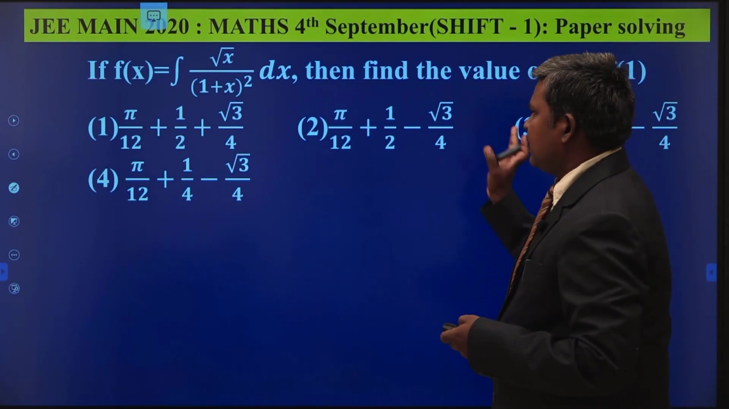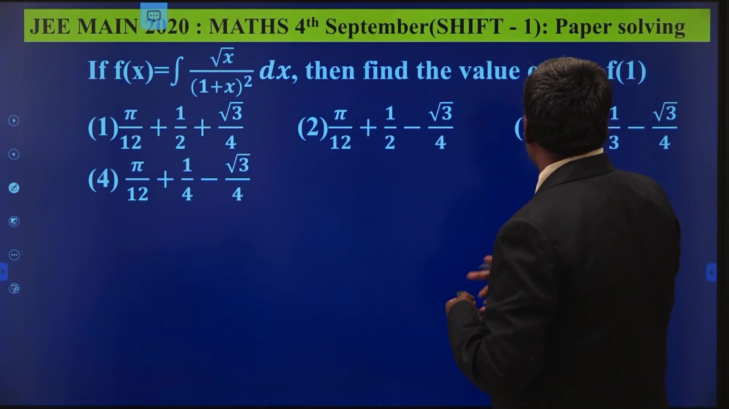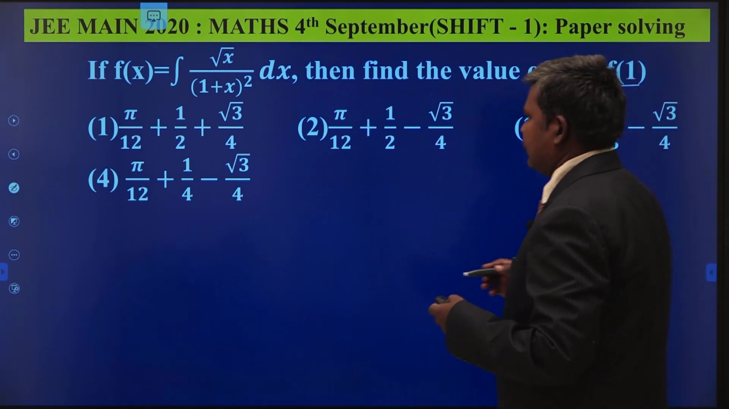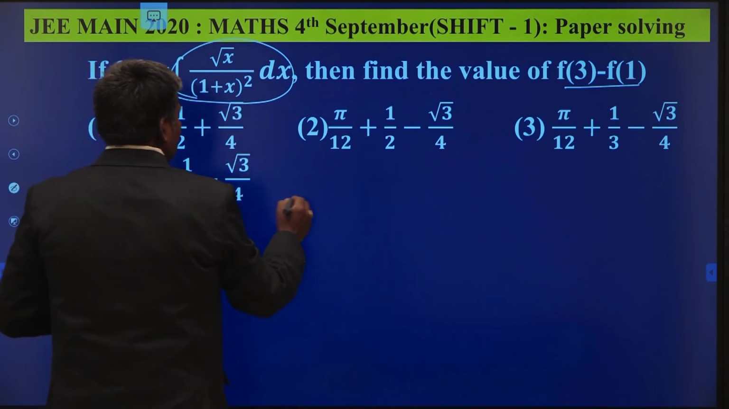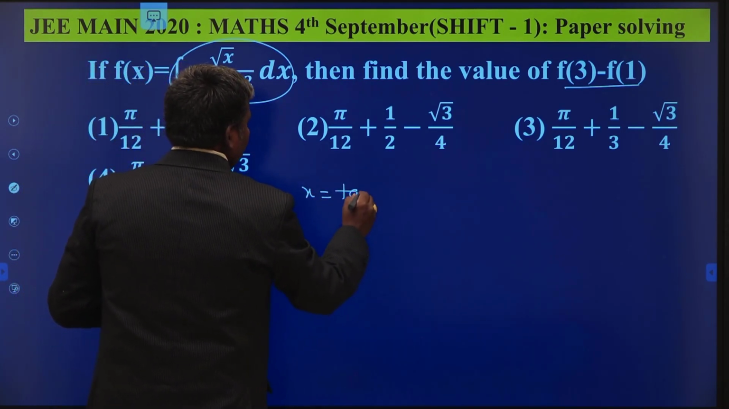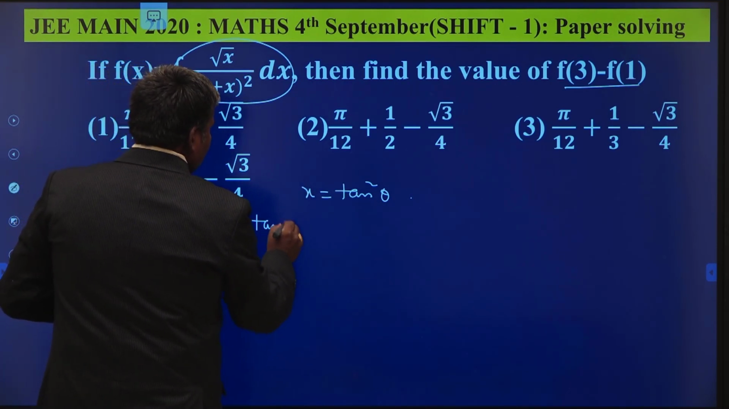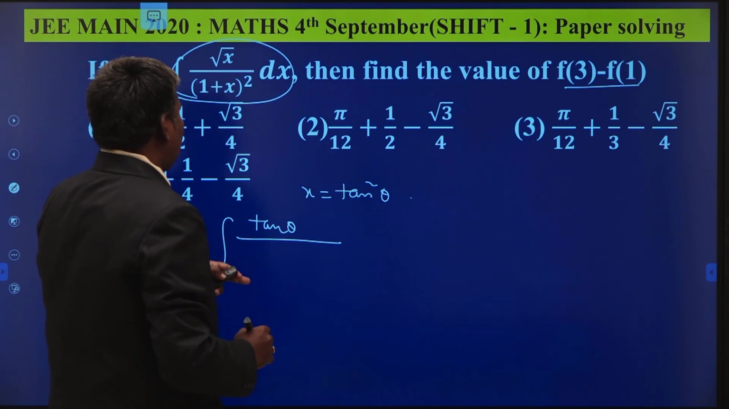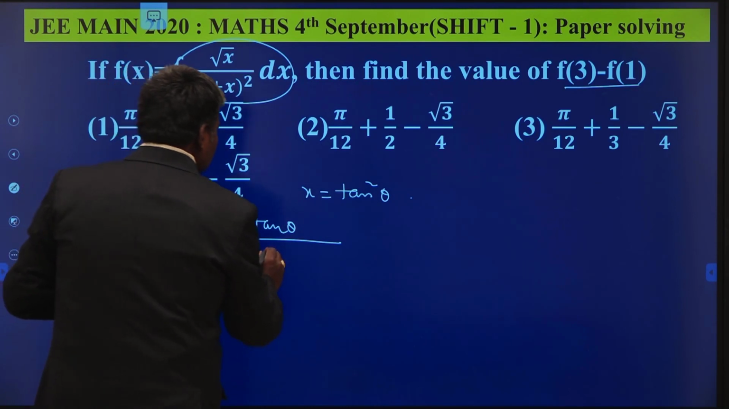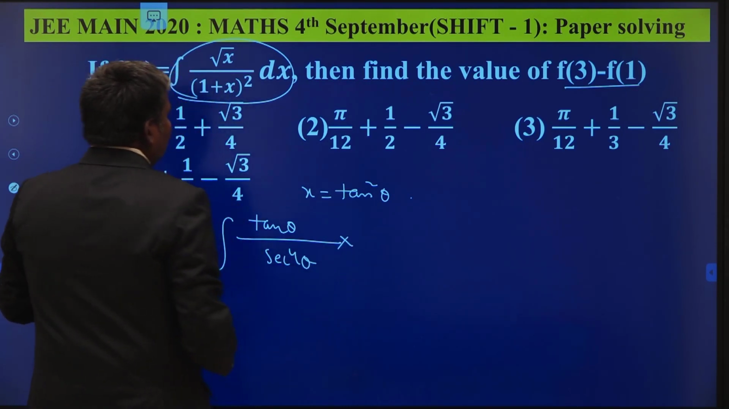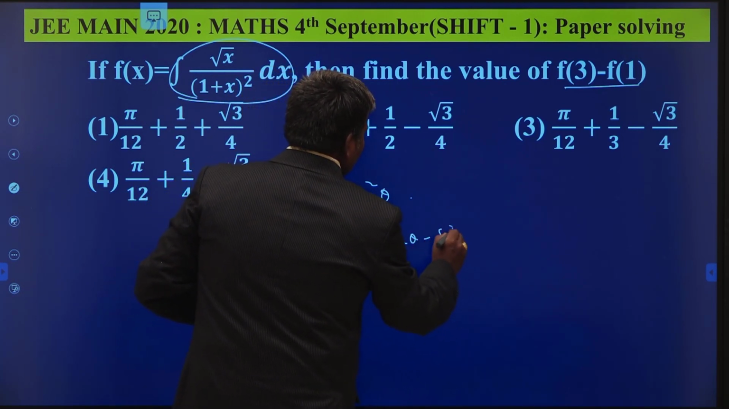So see this one, f of x is equal to integral root x by 1 plus x whole square dx. Then find the value of f of 3 minus f of 1. To solve this integration, we take the substitution x is equal to tan square theta. Integral root tan square theta, that is tan theta, by 1 plus x whole square, 1 plus tan square theta, secant square theta whole to the power of 2, that is secant power 4 theta, into 2 tan theta secant square theta d theta.